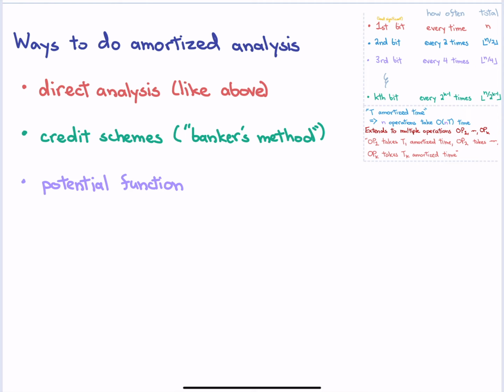One is called credit schemes, or sometimes called the banker's method. The idea is you pay credits that can be exchanged in for work later. And the other is called the potential function method, and that's inspired by physics, where you have some potential function that's maybe going up and up and up, and then whenever you have to do a really expensive operation, maybe the potential goes down and it kind of pays for the effort to do something expensive. But I'll explain with an example. And these aren't super formal things. They're just different ways to help you get an amortized analysis.